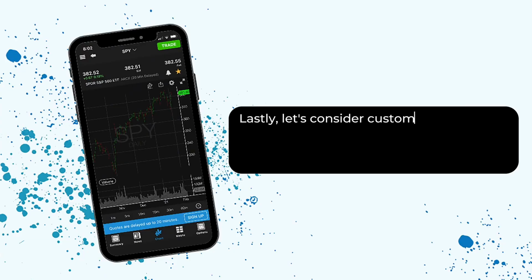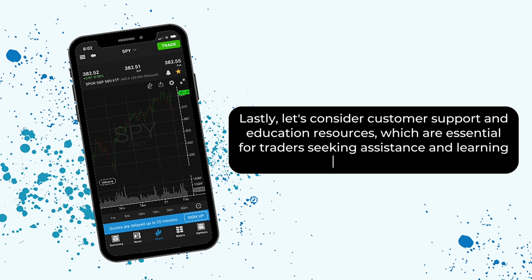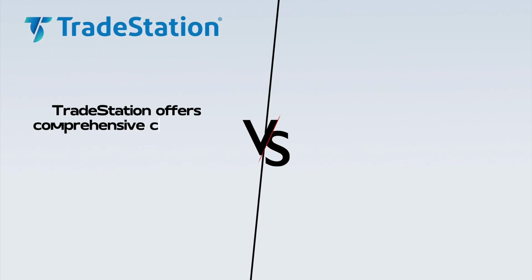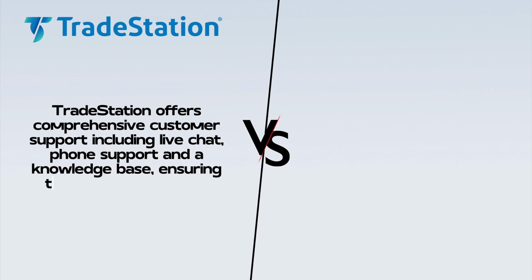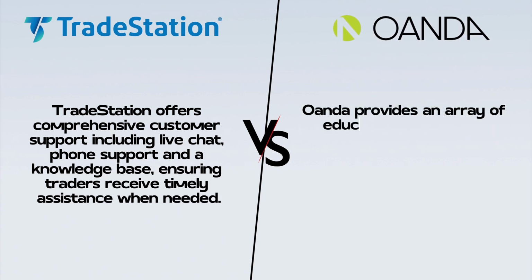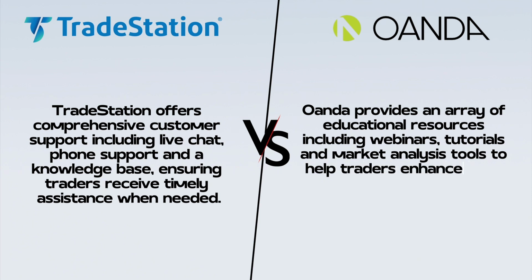Lastly, let's consider customer support and education resources, which are essential for traders seeking assistance and learning opportunities. Tradestation offers comprehensive customer support, including live chat, phone support, and a knowledge base, ensuring traders receive timely assistance when needed. Oanda provides an array of educational resources, including webinars, tutorials, and market analysis tools, to help traders enhance their trading skills and knowledge.